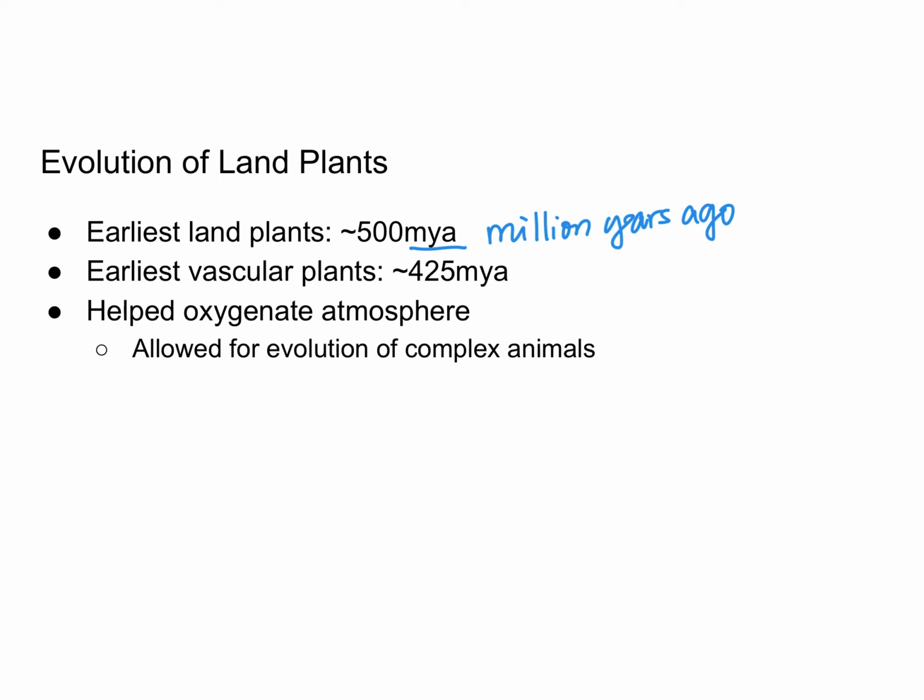And the evolution of land plants really changed the atmosphere of the Earth. So at the time, there wasn't a lot of oxygen in the atmosphere, but due to photosynthesis, plants produce oxygen. And so by increasing the amount of oxygen in the air, it ultimately allowed for the evolution of more complex animals, because remember, animals need oxygen for cellular respiration.